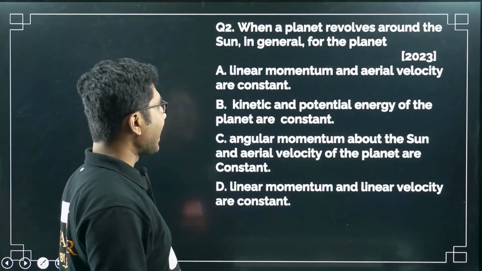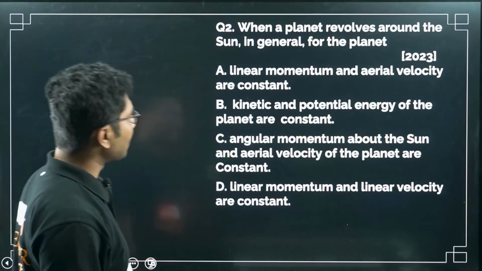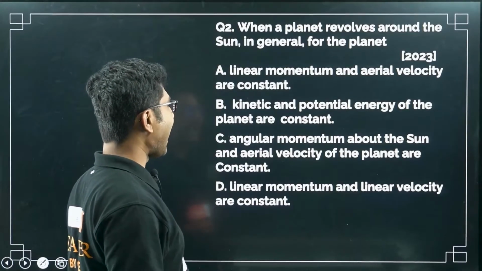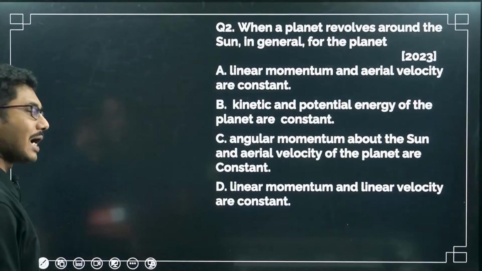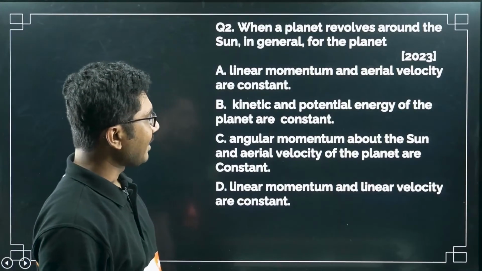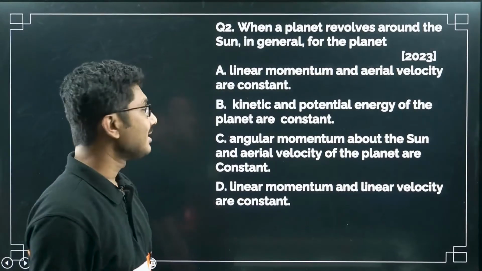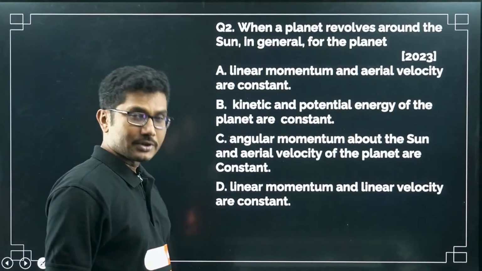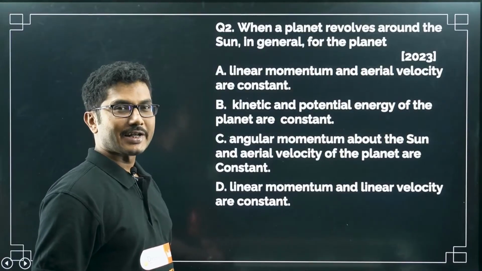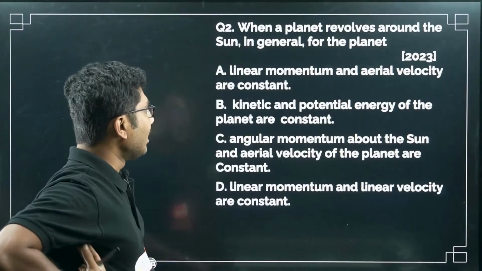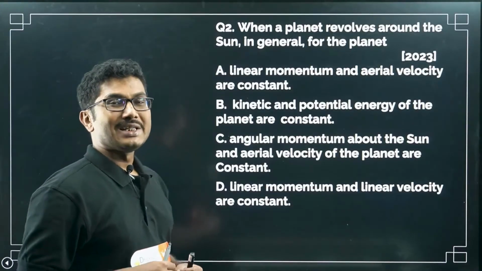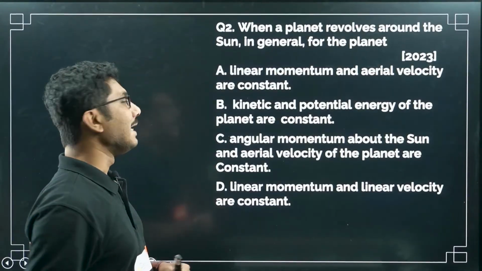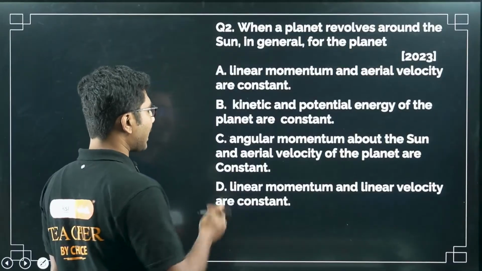Okay, kinetic energy and potential energy of the planet are constant. Angular momentum about the sun and areal velocity of the planet are constant. Linear momentum and linear velocity are constant. Obviously linear velocity is not constant. Linear momentum is also not constant because it is changing direction every second, but angular momentum is constant in this case, right?